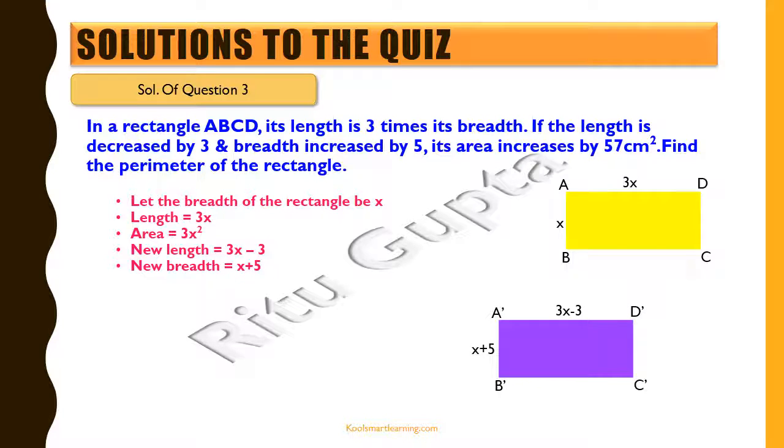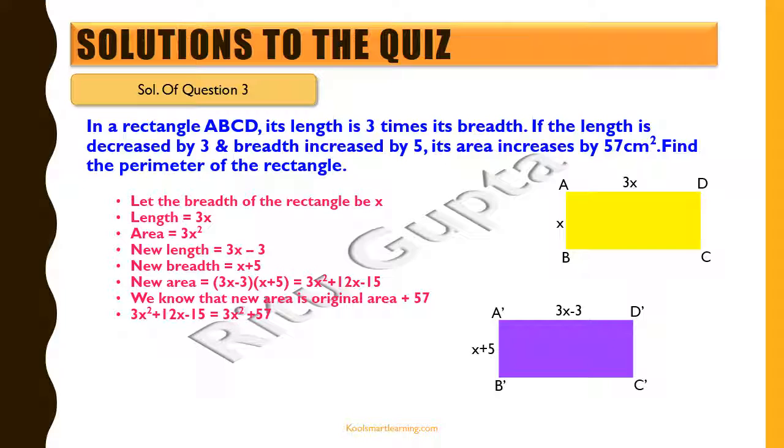So new rectangle A dash B dash C dash D dash has the length 3x minus 3 and the breadth x plus 5. The new area would be 3x minus 3 into x plus 5, which is equal to 3x square plus 12x minus 15, and that is, as per the word problem, increased by 57 centimeter square from the original area. So original area was 3x square, so 3x square plus 57 should be equal to 3x square plus 12x minus 15.